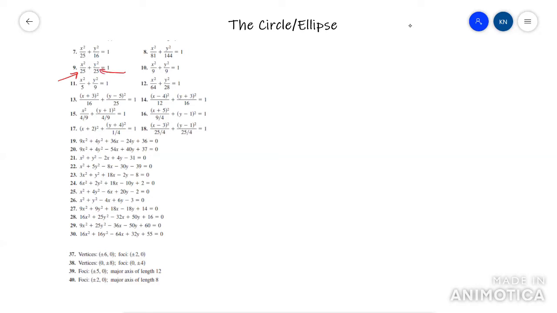The next thing is these numbers on the bottom. If they're the same, you're dealing with a circle. If they are not the same, you're dealing with an ellipse. So that's something really important to know.